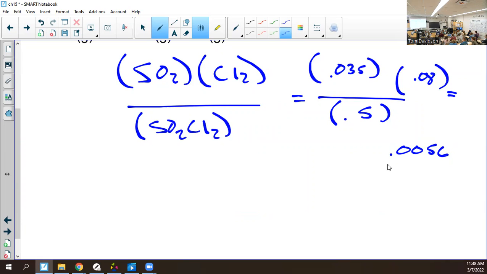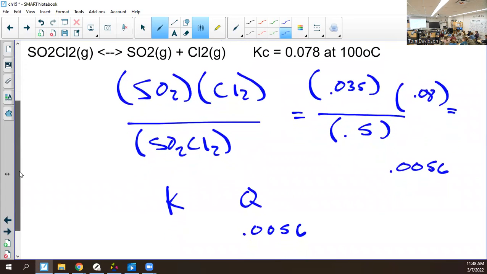All right, and is that K or is that Q? Q. So remember, I'm going to put K and Q in alphabetical order. You all right with that? Q is 0.0056. K is given to me up here. It is 0.078.